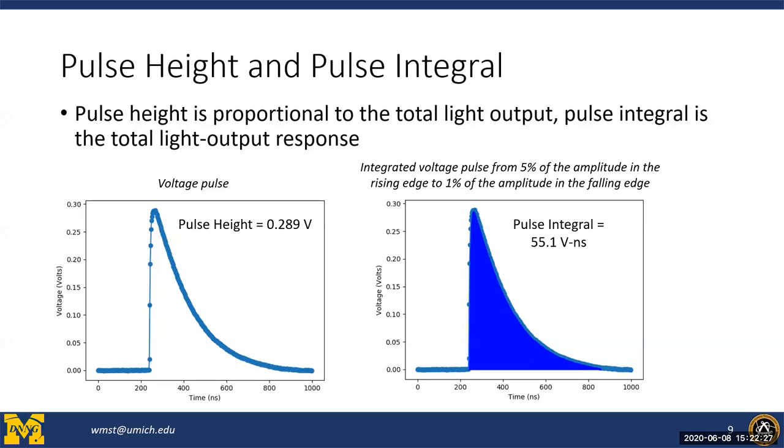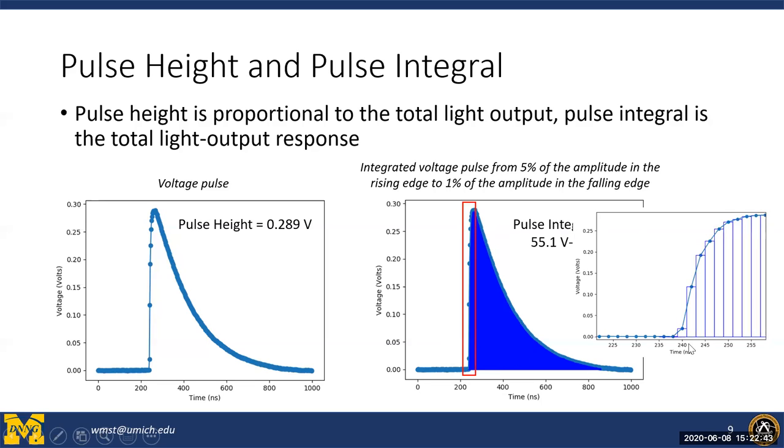To collect the total light output response, we use pulse integral. So you can see here on the right where we have our digitized points and we've integrated these and used an approximate integration method. If we zoom in on this rising edge here, you can see what we've done is just assumed a rectangular integration. And this is relatively common for doing this integration because it simplifies it and is a good approximation. So we sum the area for each one of these bins going across this pulse, and we only do this for a defined region.